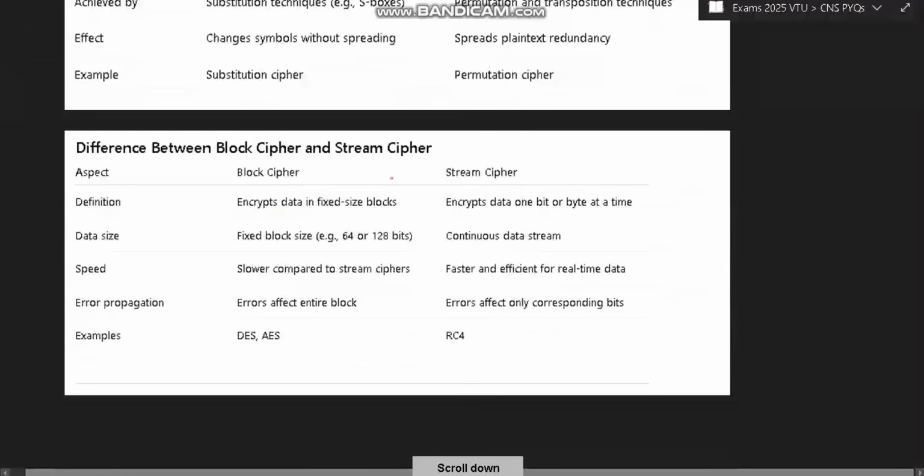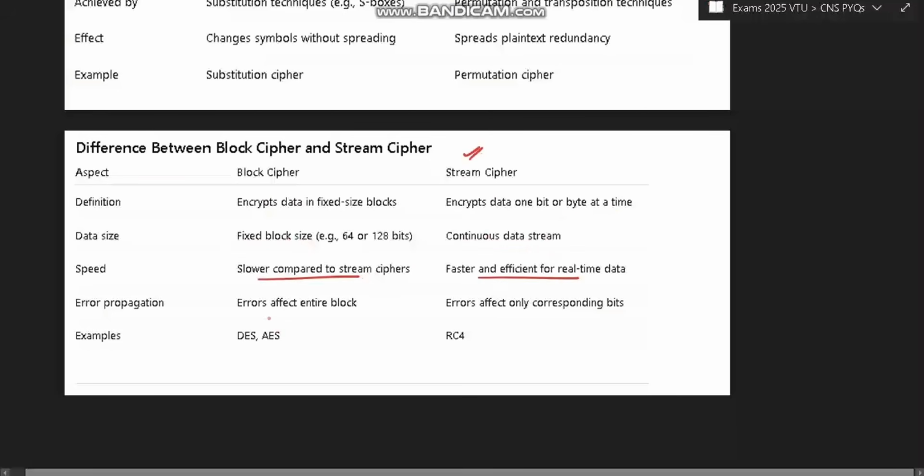Now what is a block cipher and a stream cipher? A block cipher encrypts data in fixed size blocks, and a stream cipher encrypts data one bit at a time or one byte at a time. The block cipher has a fixed block size, while the stream cipher works on a continuous data stream. The block cipher is slower, and the stream cipher is faster and efficient for real-time data.